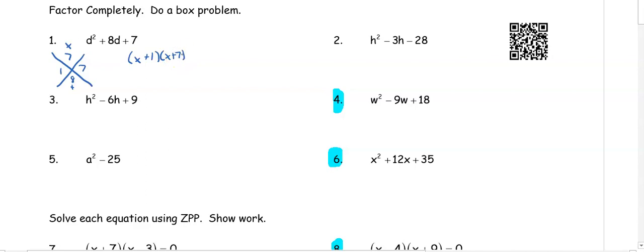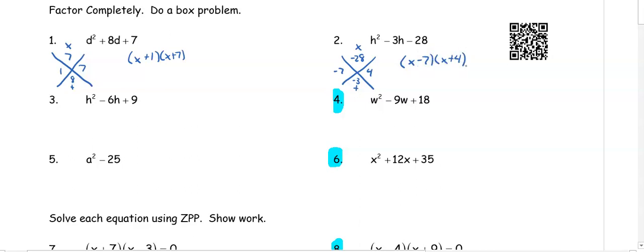In number 2, we have x squared minus 3x minus 28. So we want to multiply to negative 28 and add to negative 3. Because you're multiplying to a negative number, you need one of each sign. So I want a positive and a negative. If I'm adding to a negative, my bigger number has to be negative. So we would have negative 7 and positive 4. So x minus 7 and x plus 4.